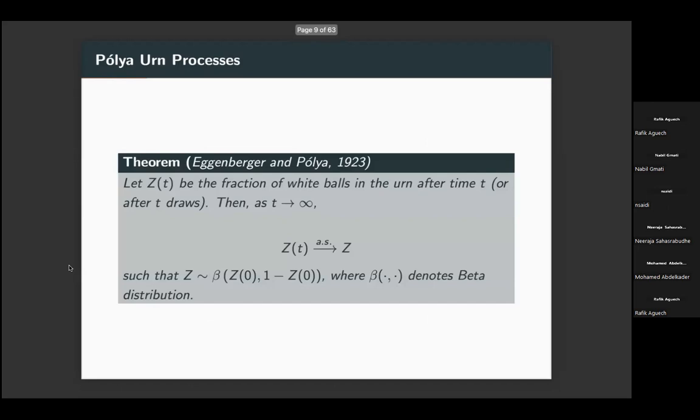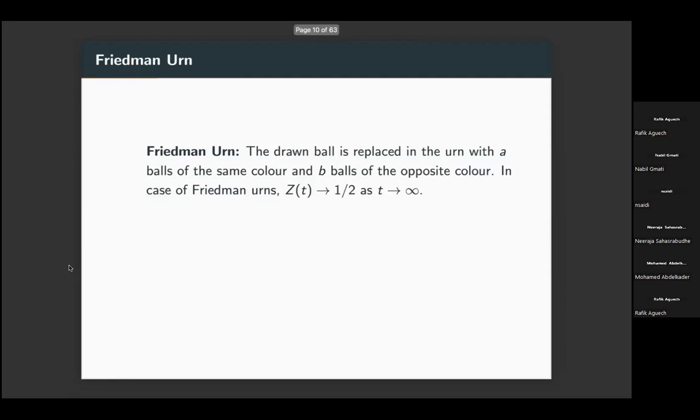So T is just the time. So ZT is the fraction of white balls in the urn at time T. And then I'm taking T to infinity. Okay. So there are, of course, extensions of this model that people have studied.